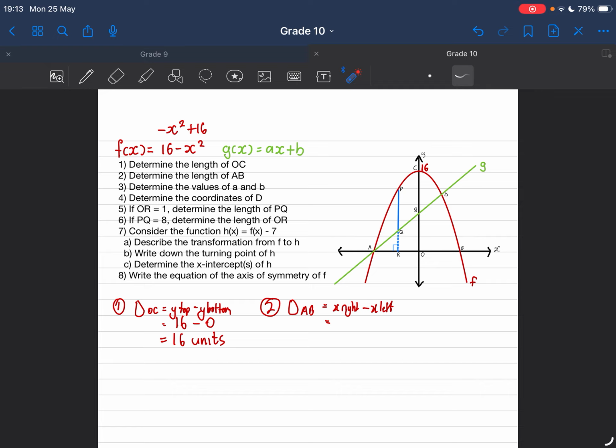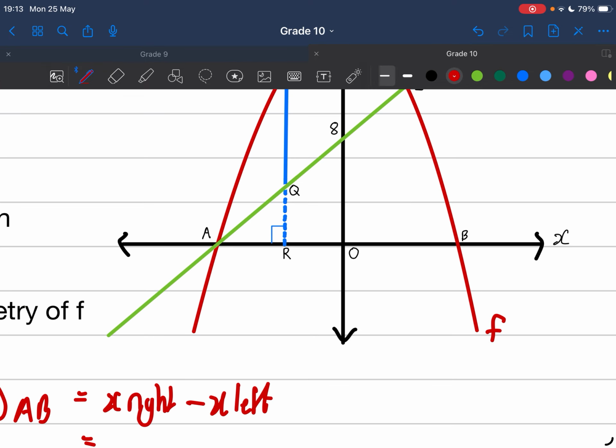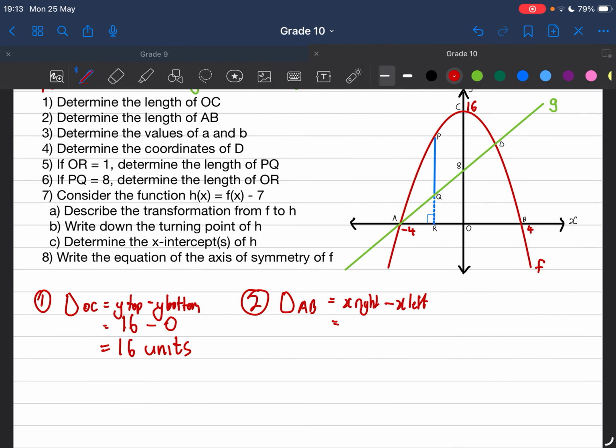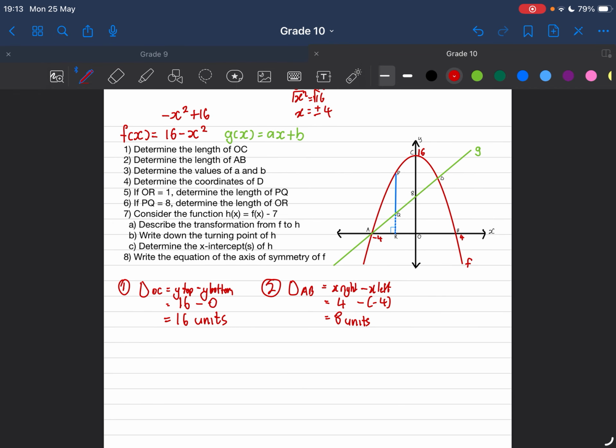A and B are the x-intercepts of your parabola. For x-intercepts, you let y equal 0. So 0 equals 16 minus x squared. X squared is equal to 16. Square root both sides: x is equal to positive or negative 4. So A should be negative 4 and B should be 4. So now x right minus x left in this case is going to be 4 minus negative 4, which is 8 units. And that's my distance from A to B.